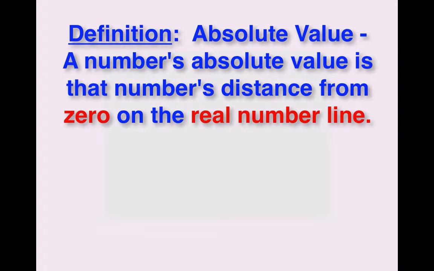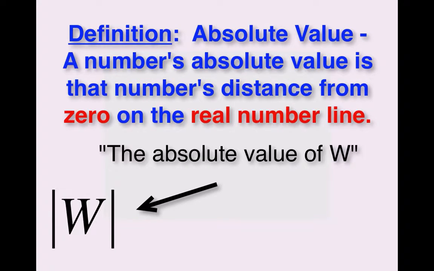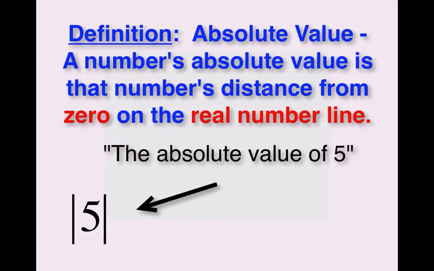And the way that we denote or write the absolute value of a number is with 2 vertical bars on either side of the number. So for example, to write the absolute value of W, we'd write it this way. And below you see the absolute value of 5, the absolute value of 3, etc.